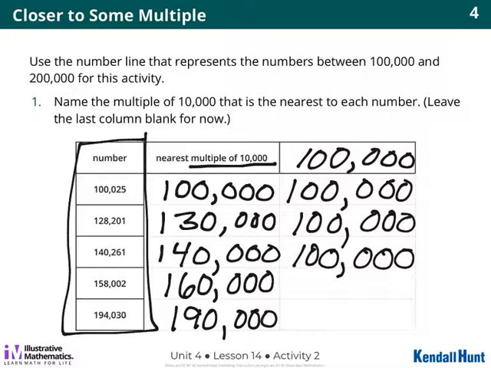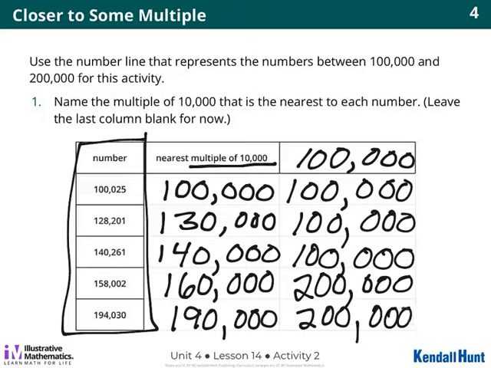All right. 158,002. Madeline. 200,000. You are correct. Poor Madeline. I glanced at her book and I thought she had 100,000 for all of them. I didn't look very closely, did I? I was like, no, you're not done. Oh, no, wait, you are. And you're correct. Okay, 194,030. Riker. 200,000. That's closest to 200,000.